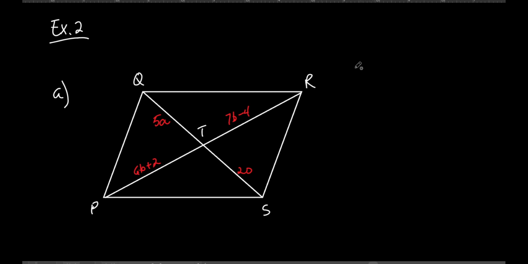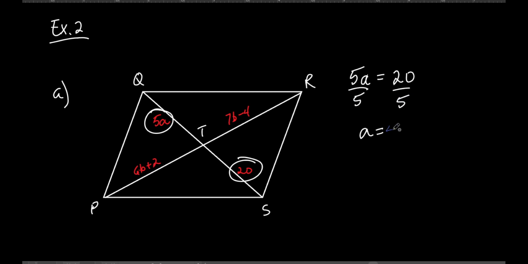Let's do A first. So how do we set this up? What is true about 5A and 20? They're equal to each other. So 5A equals what? 20. Easy math. Easiest math you've ever done, right? Divide by 5, divide by 5. A is 4. So everybody should have gotten that. Yes? All right. B is a little bit more difficult, but hardly.